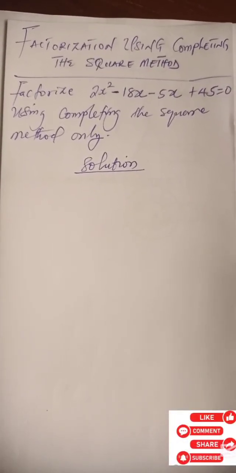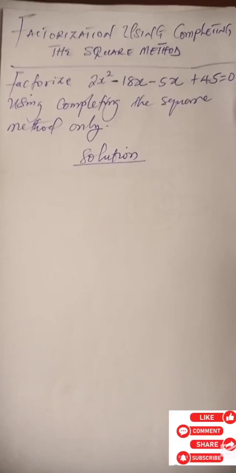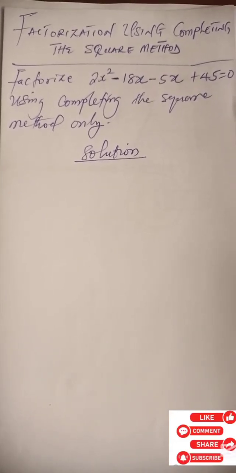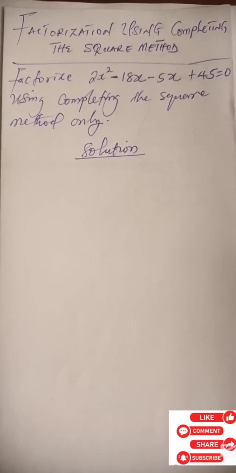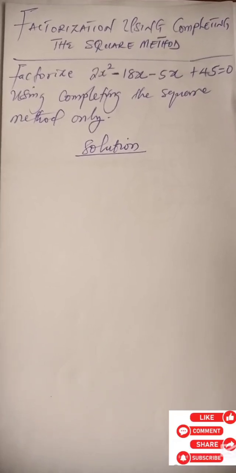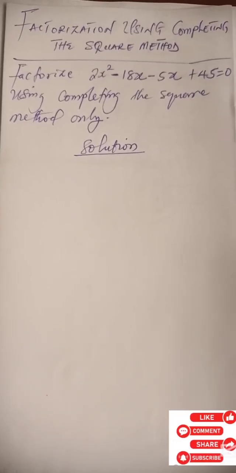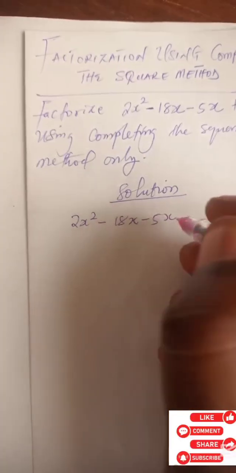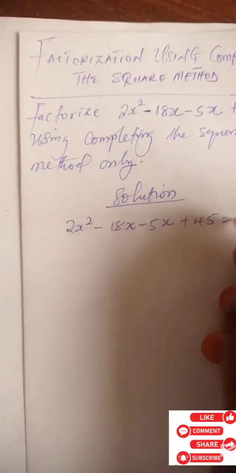Today I want to solve a factorization question using completing the square method. The question says factorize 2x squared minus 18x minus 5x plus 45 is equals to 0 using completing the square method only. So it is stated that we must use completing the square method. So starting, let's write down our question. The question is 2x squared minus 18x minus 5x plus 45 is equals to 0.